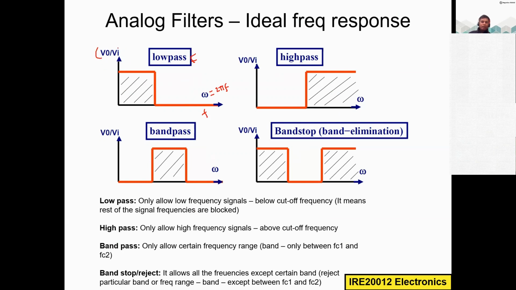Mostly we represent analog filter gain in terms of dB. This is a standard one, we just have to follow this. Okay, so now this low pass filter is passing all the low frequencies. Maybe I change the pen color. So it passes all the low frequencies.